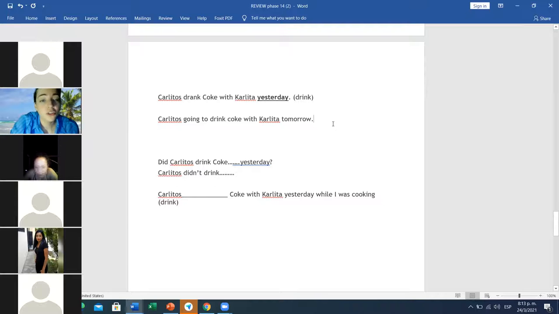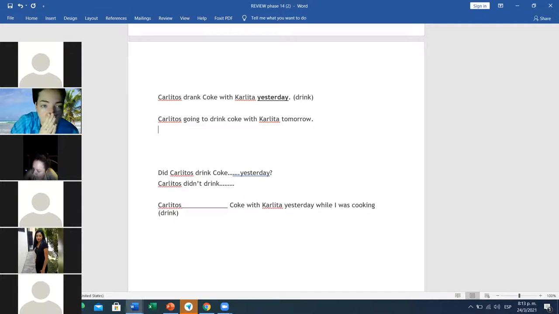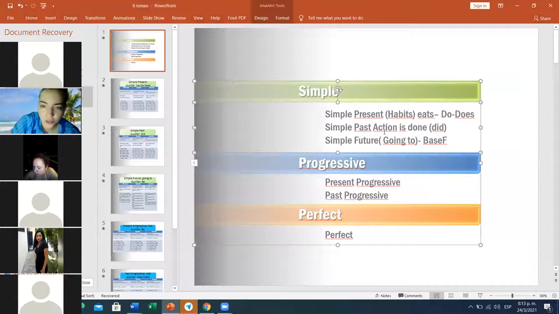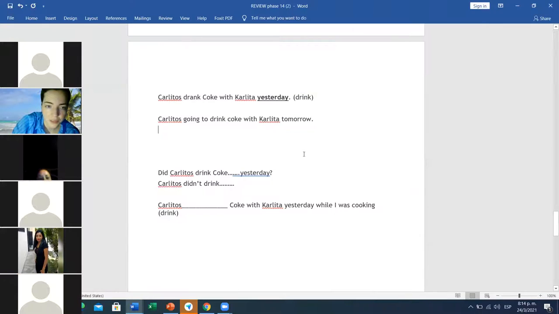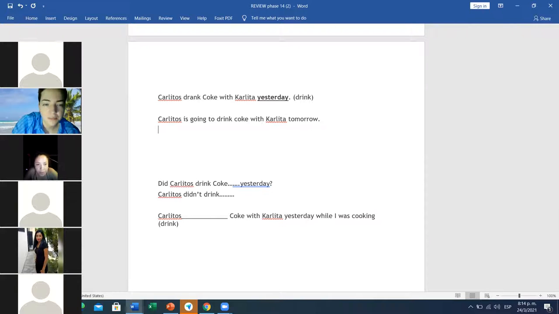Now, how are we going to use it for the question? Quiero que se fijen en algo. ¿Qué faltó aquí? Going to. ¿Qué utilizamos aquí? Okay. Going to, aquí me falté yo por alto. Be. Be plus going to plus the base form. ¿Qué nos faltó por lo tanto aquí? El verbo. ¿Cómo sería? Is going. Is. Excellent. ¿Cómo sería la pregunta para el going to?